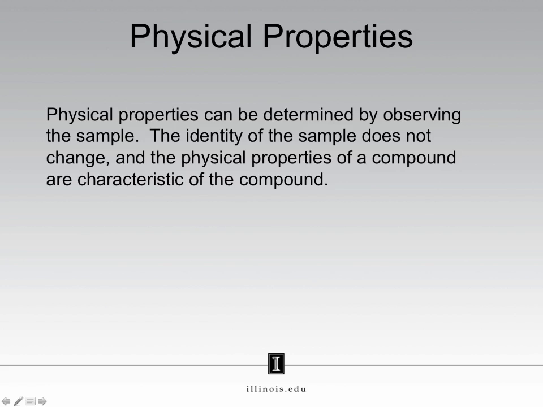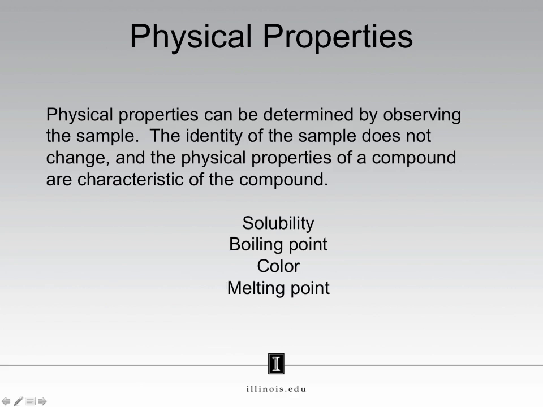For a quick review from general chemistry, physical properties can be identified by observing a sample. While physically watching a sample, the identity of the sample does not change, and as a result, the physical properties of that sample also do not change, making them characteristic of that compound. Examples of physical properties include the solubility of a compound in some solvent, the boiling point of that compound, the color of that compound, and the melting point of that compound. For example, pure gold is always yellow. The color is characteristic of gold.